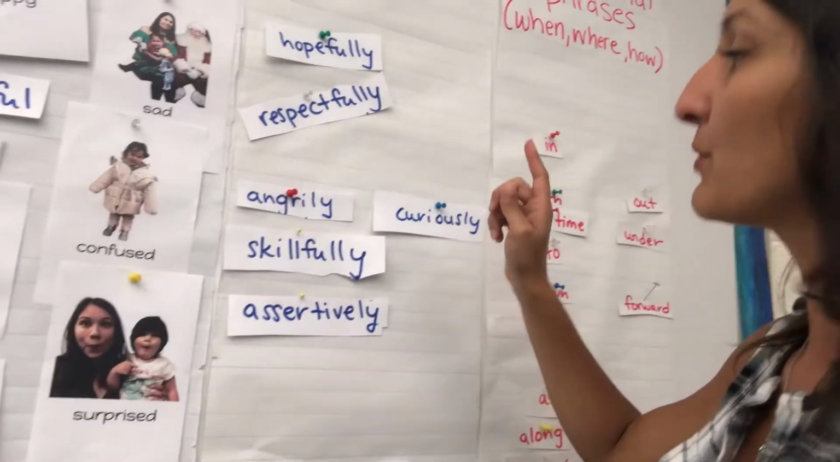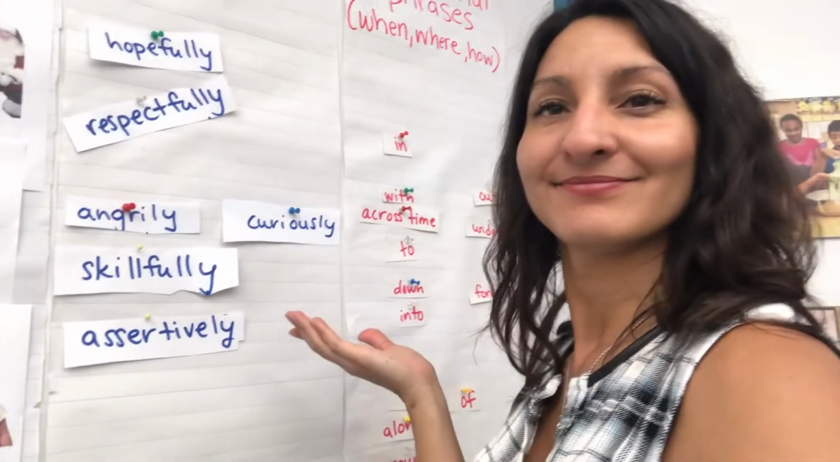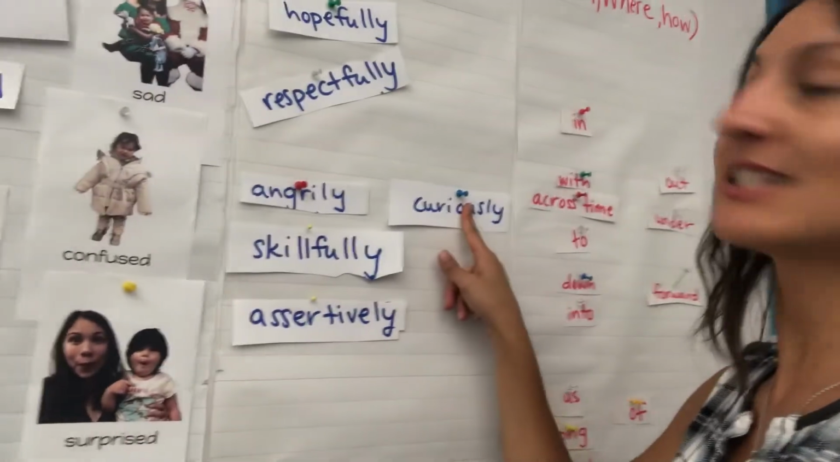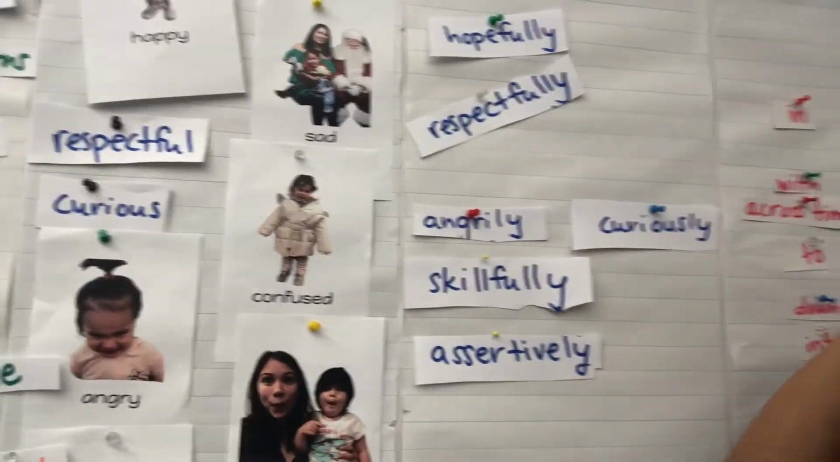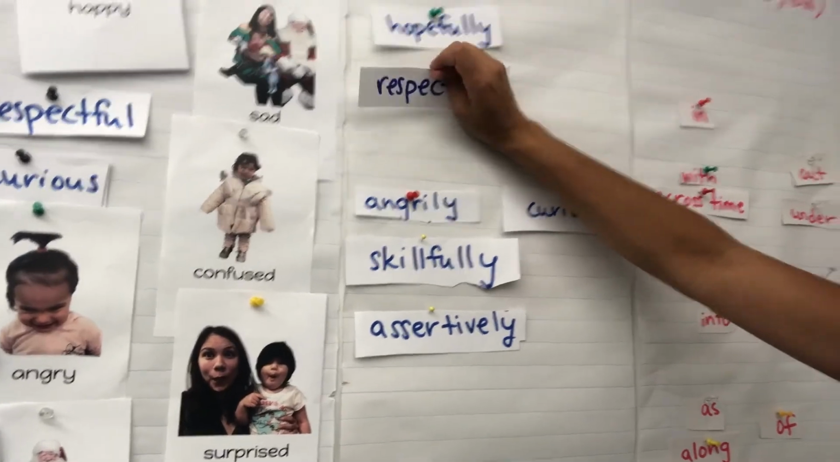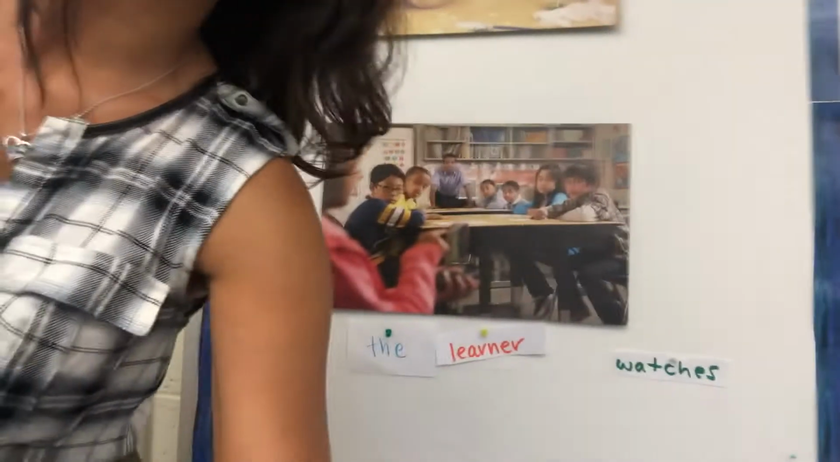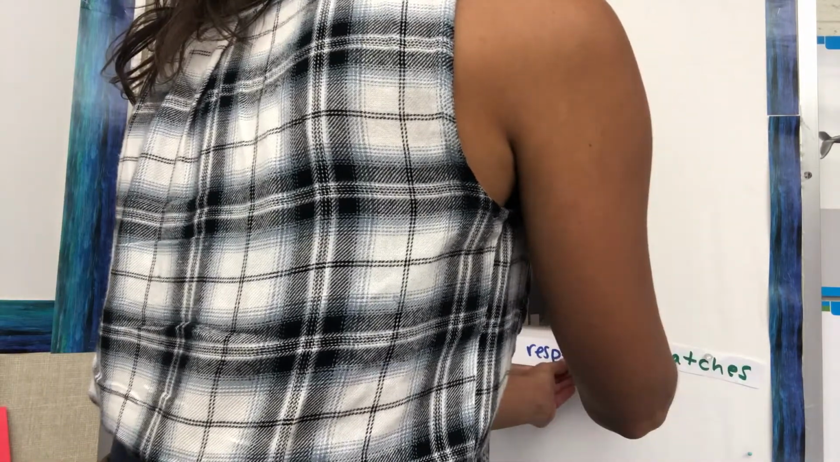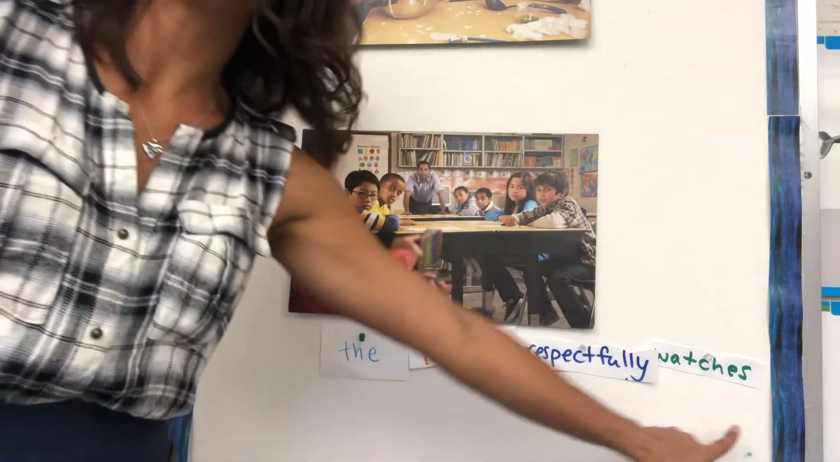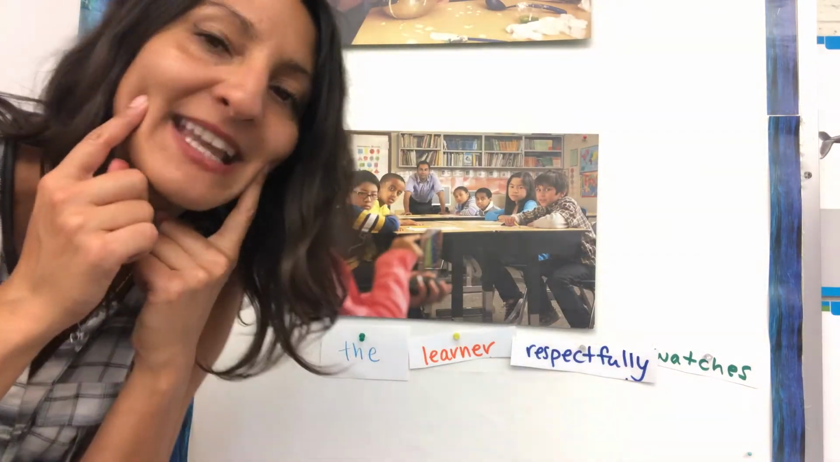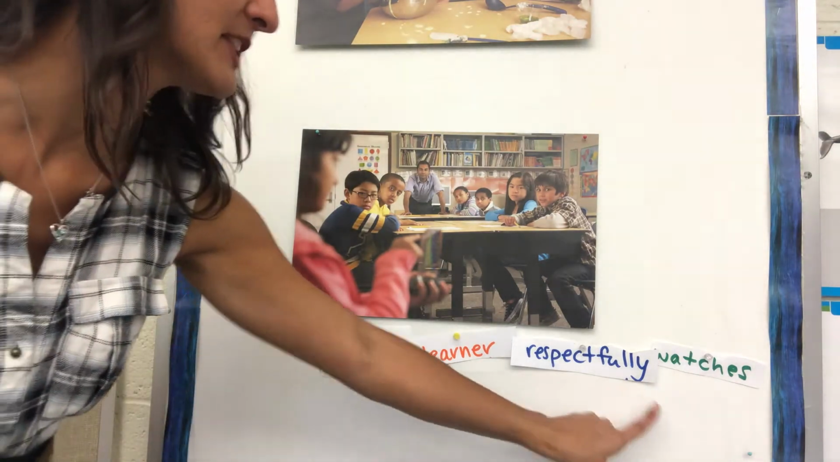How does the learner watch? What describing word can we pick to show how the learner watches? Does the learner watch skillfully, assertively, curiously, respectfully? Let's say the learner respectfully watches. The learner respectfully watches. Say it with me. The learner respectfully watches.